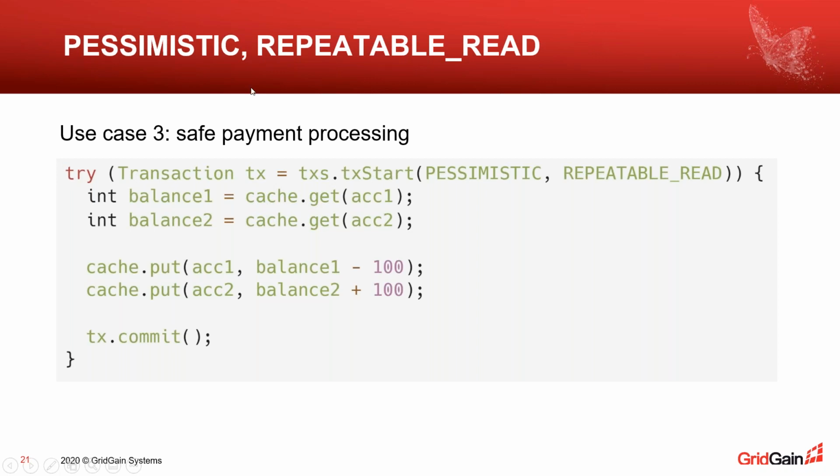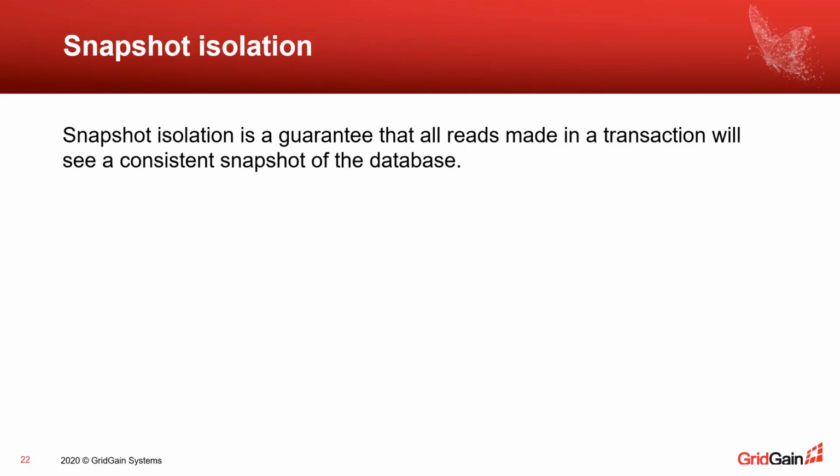A few words about snapshot isolation. In the world of databases, snapshot isolation is a guarantee that all reads made in a transaction will see a consistent snapshot of the database. A quick disclaimer: snapshot isolation itself isn't possible in Ignite transactions.